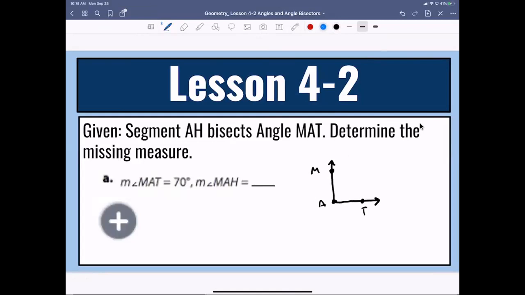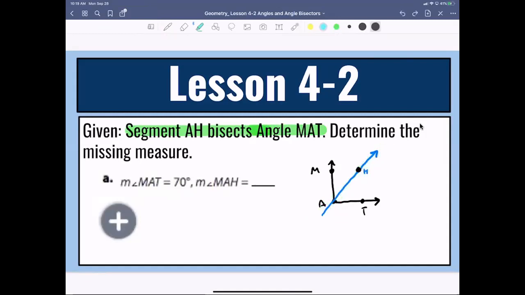AH, so H is gonna be right here. I like drawing a 90-degree angle, but it doesn't matter. We don't know what the angles are, so we can actually draw whatever it is, and then we'll adjust accordingly. It's saying right here, and we know this, segment AH bisects angle MAT. That's what we just did, right?